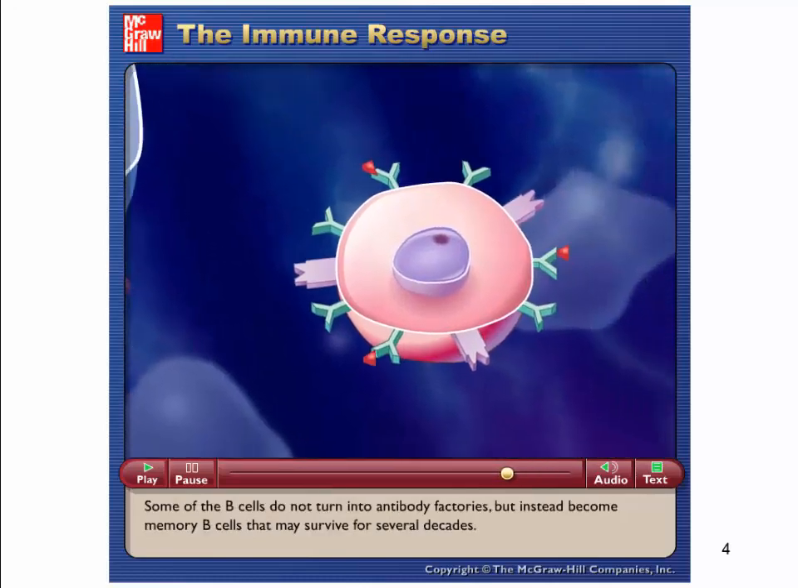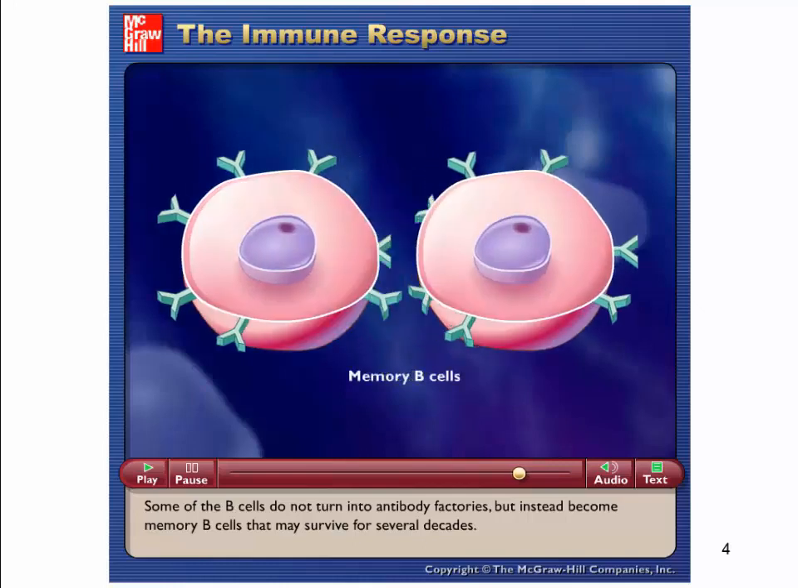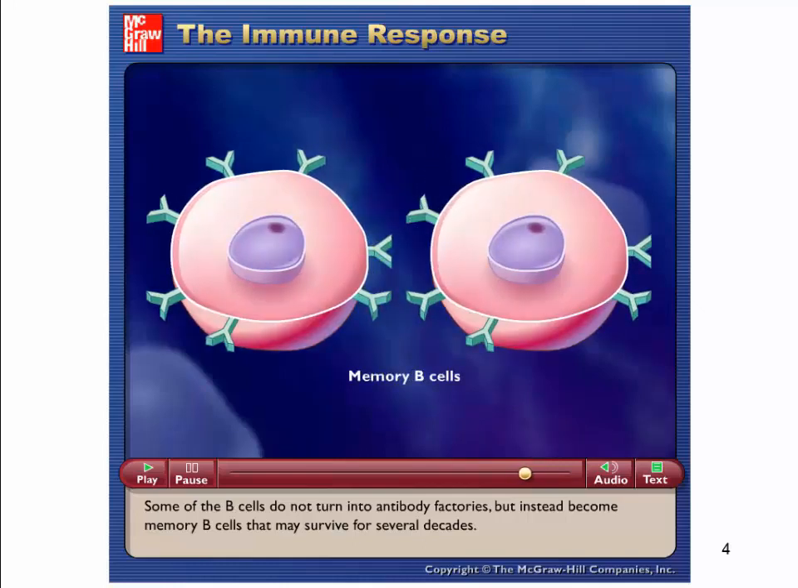Some of the B cells do not turn into antibody factories, but instead become memory B cells that may survive for several decades. Because of these memory B cells, the secondary immune response to a future infection by the same pathogen is swifter and stronger. This powerful secondary immune response is what gives immunity to some diseases after you have had them once or after you have been vaccinated. So this video covers the entire sections of the immune system. So this is Chapter 14 and 15, and so it's everything that you'll learn over these two lectures.